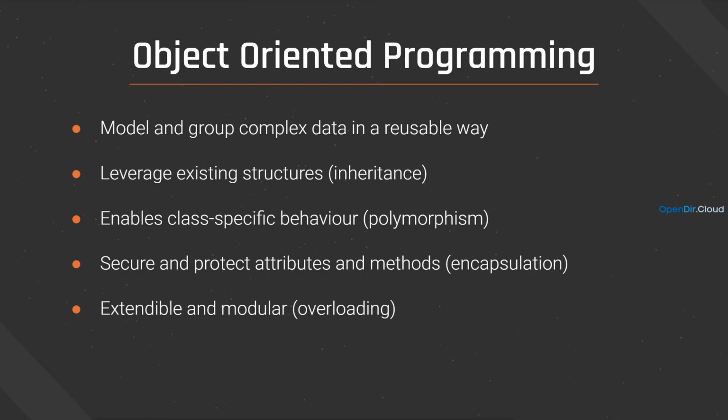And one of the benefits of object-oriented programming is that it allows us to group related information together to make code shorter and easier to maintain by reducing complexity, which ultimately saves time as applications grow in both size and scope. And object-oriented programming also enables us to leverage existing structures, which is known as inheritance.